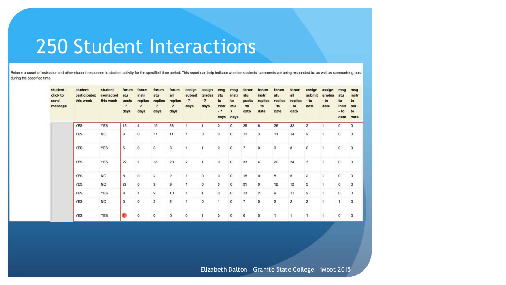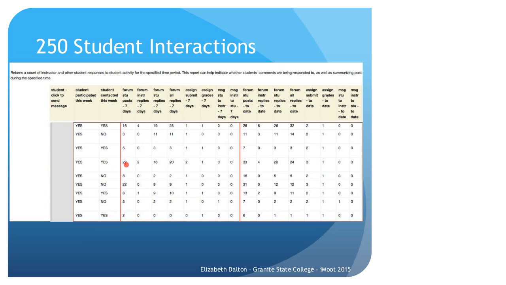So here, for example, I have a student who has posted twice and nobody has responded. Maybe because they just posted this morning, maybe because they didn't post anything of substance, but this is a case where I'd want to go and take a look and see what's going on with this student. In most of the other instances, students who are posting are being responded to.